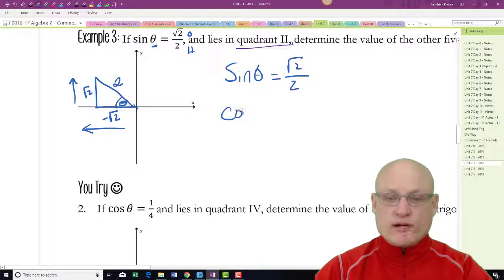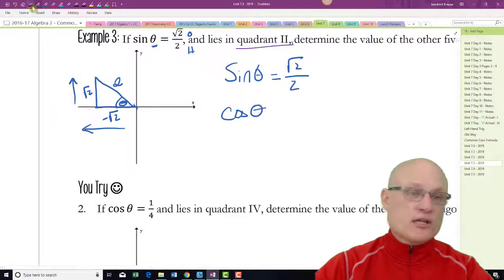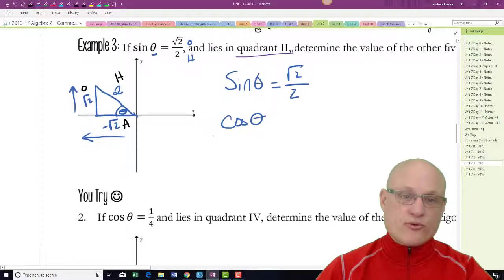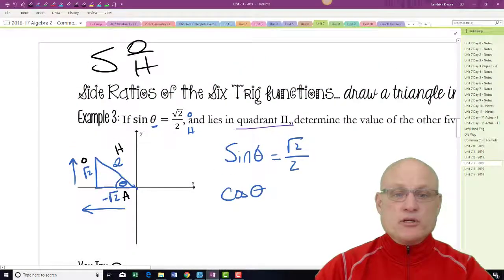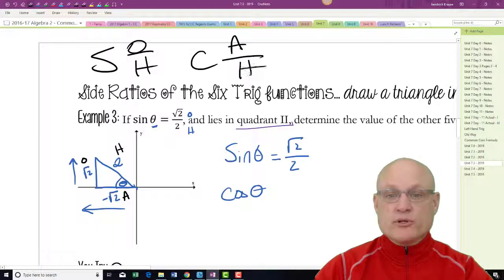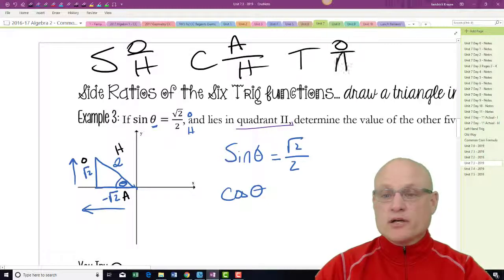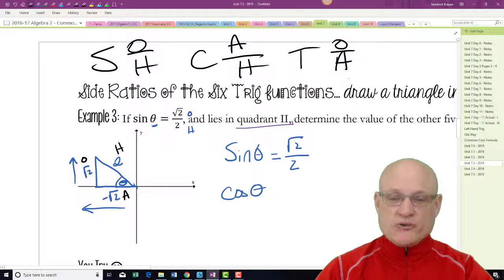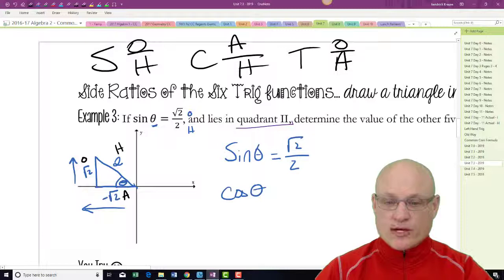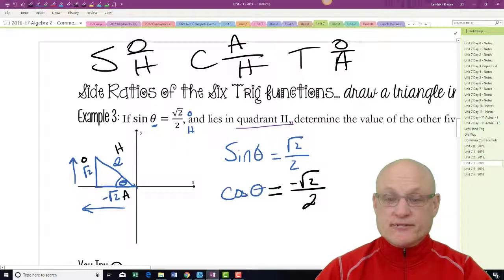The cosine of theta is, oh, I should label this, right? Hypotenuse, opposite, adjacent. Cosine. Oh, and I also probably want to write "some old hippie caught another hippie tripping on alligators." That'd be kind of funny to watch. So cosine is adjacent over hypotenuse. So adjacent is the square root of 2 over 2, but it's negative.